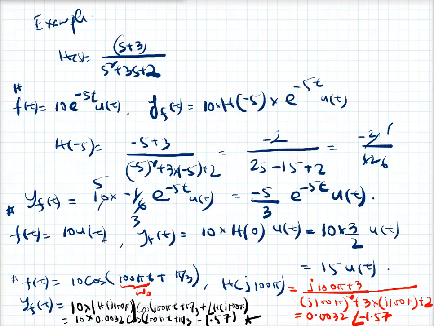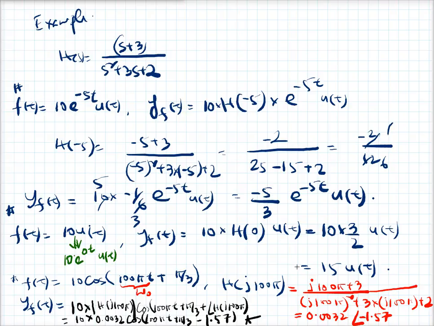Similarly, if you have just 10 u(t), the value of the exponent is now 0, so you should get the forced response part of the system as 10 H(0), because the exponential term has a 0 exponent. Instead of 10 u(t), you can write 10 e^(0t) u(t), where the value of the exponent is now 0. So you replace s by 0 in H(0), which gives you just 3/2.